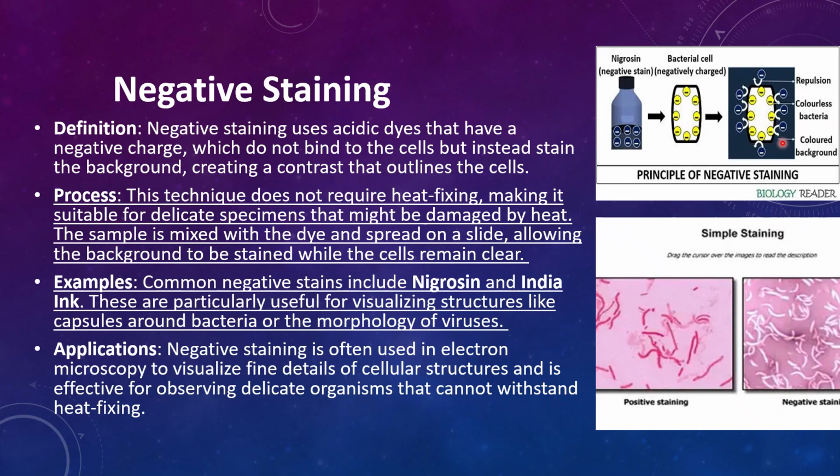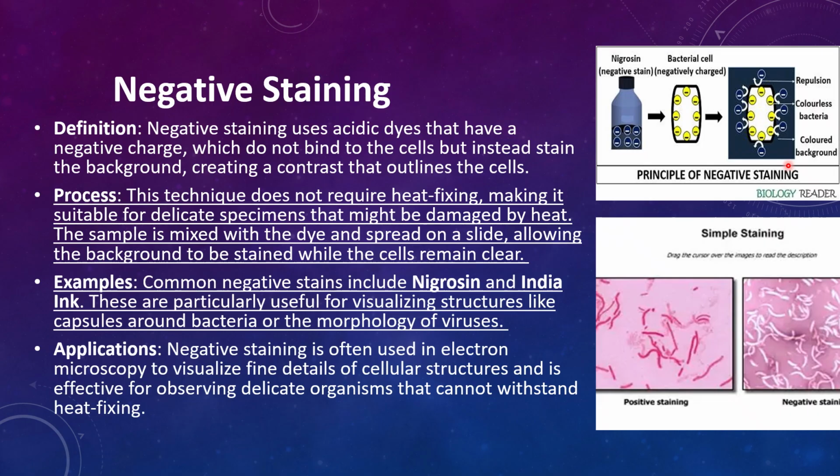See, now this is the slide, and here are the cellular components. So when the negatively charged dye tries to bind to the negatively charged cell, they repel, and as a result the cell will not get stained. Instead, the background will get stained. Okay, so hence we call it negative staining. And here mainly we do negative staining for cells which are heat sensitive.